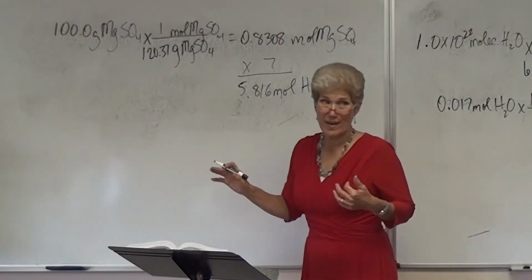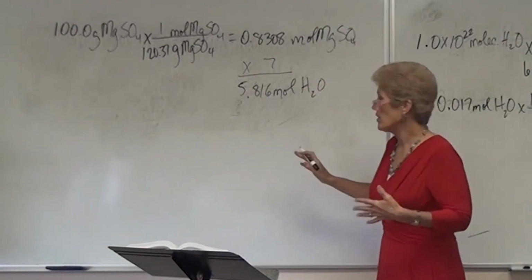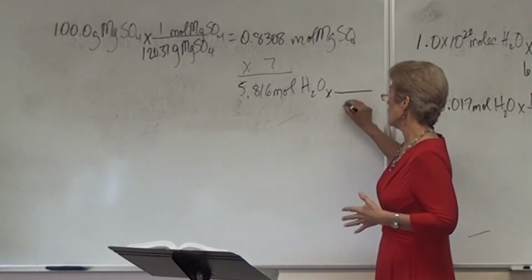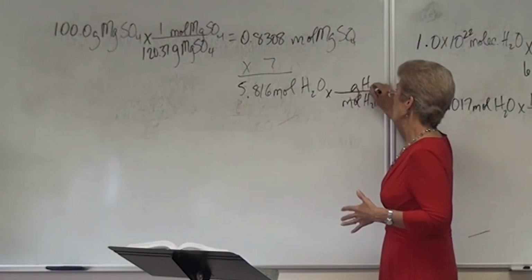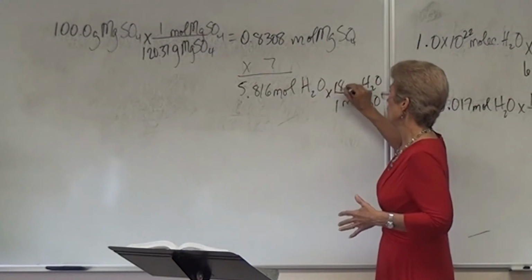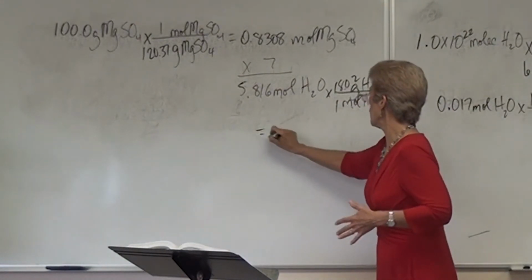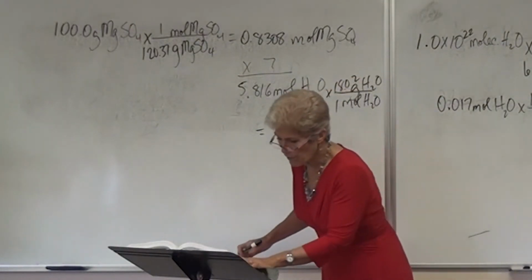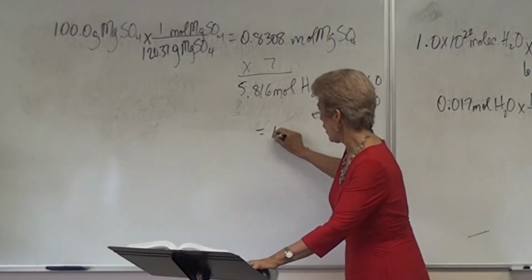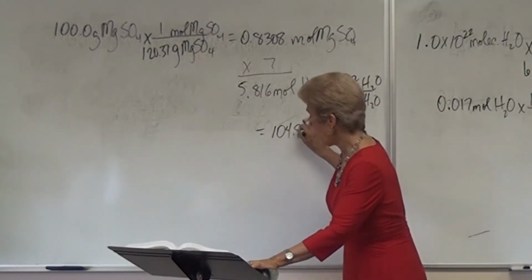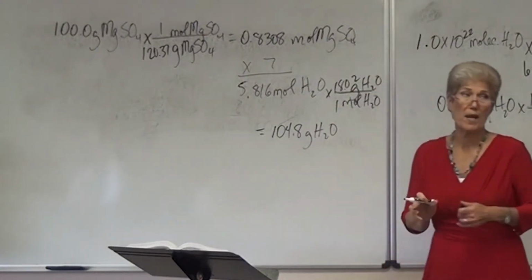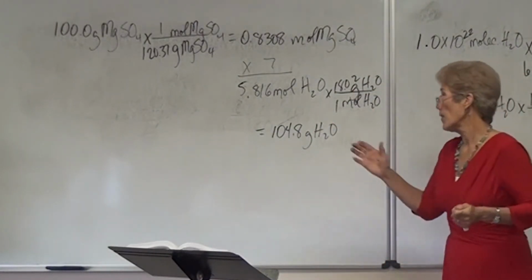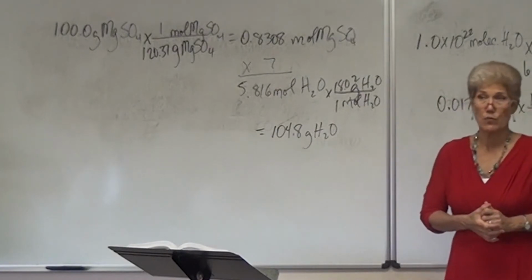But he wants it in grams. And so you would just take this and you would go to grams. You would go like this. Grams of water. So it's 1 mole, 18.02. And so 4 significant figures, that's going to end up giving you 104.8 grams of water. So 100 grams of magnesium sulfate can absorb 104.8 grams of water.